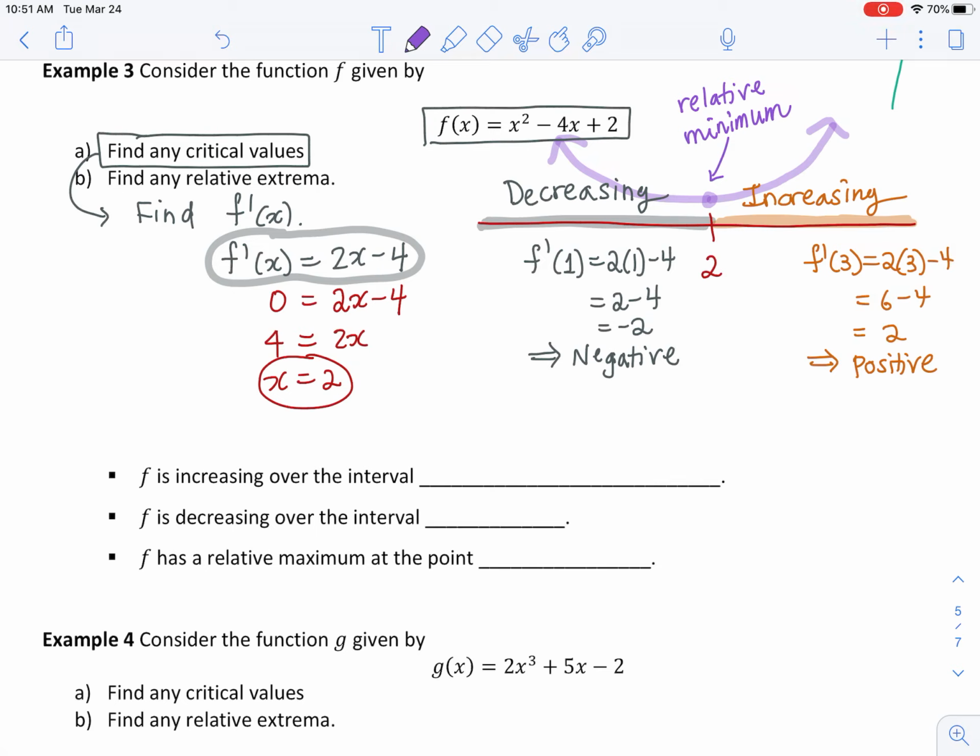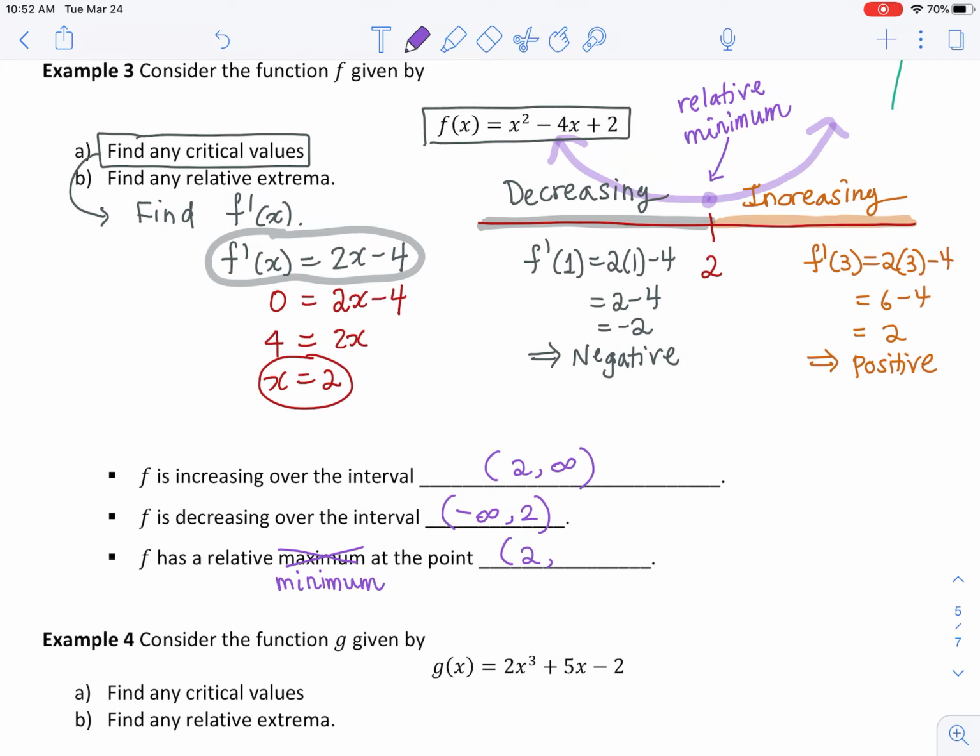Alrighty, so let's fill out these 3 blanks over here. F is increasing over the interval 2 to positive infinity. And F is decreasing over the interval to the left of that, positive 2. And we just found a relative minimum. Change that typo to relative minimum for me. We do not have a relative maximum. And that point is going to be at 2 comma. What is the y value?